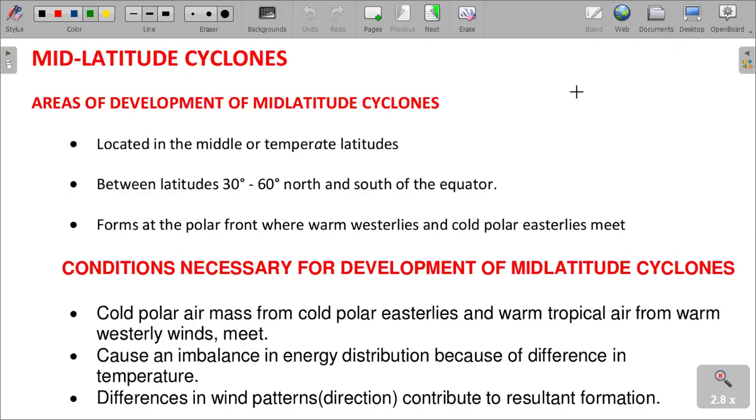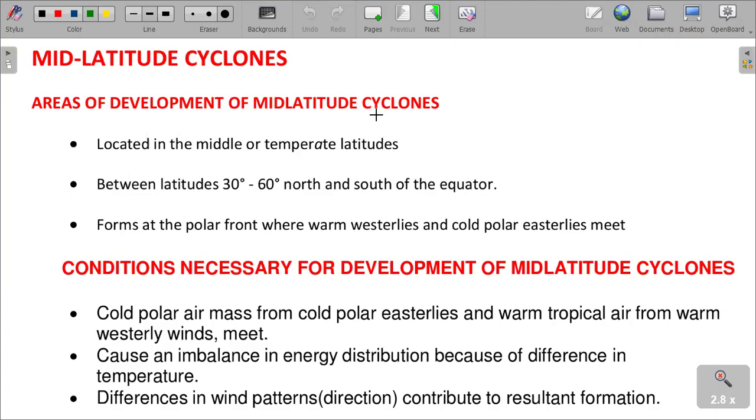We just want to continue with our unit chapter of mid-latitude cyclones. So, without wasting any time, we want to look at the areas of development of mid-latitude cyclones, conditions necessary for their development. We are also going to look into the various stages of development of mid-latitude cyclones. I'm sure that I've explained the introduction, where I explained what mid-latitude cyclones are. I've made a clear introduction.